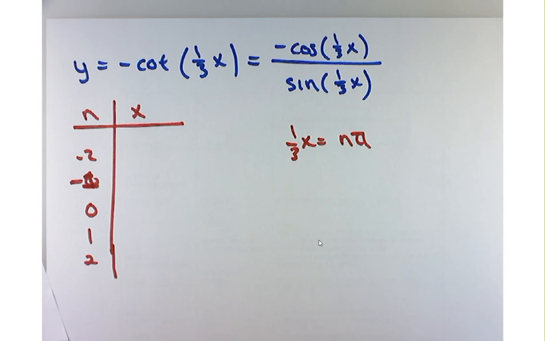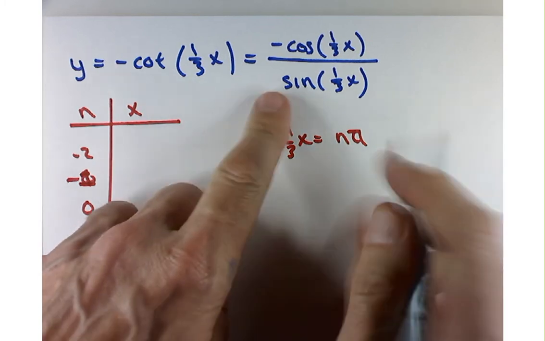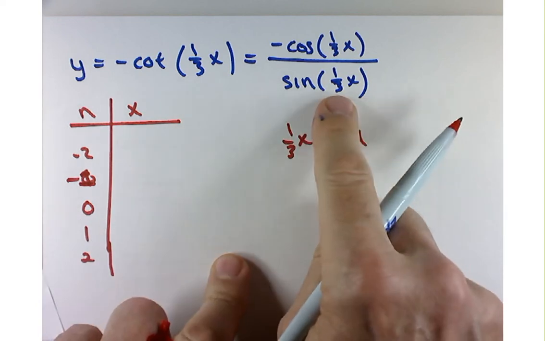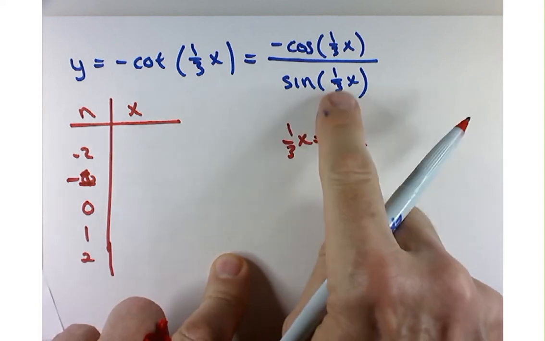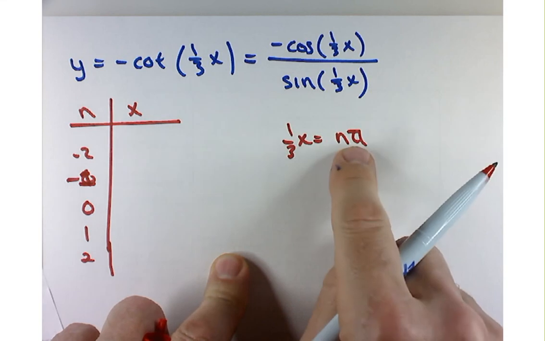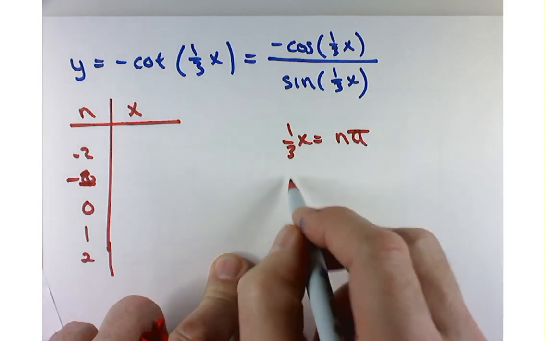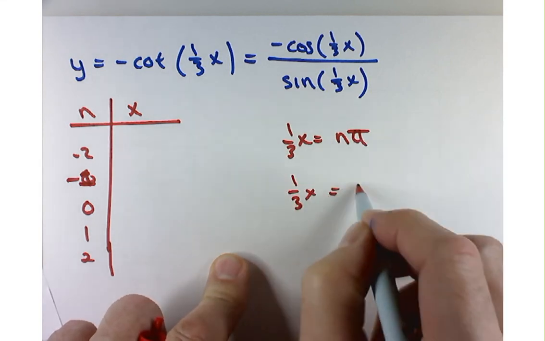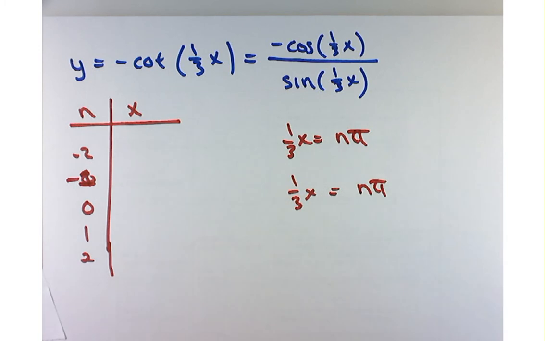Okay, let's work at this. See what we can do. First of all, this is going to have problems when the denominator is equal to 0. Sine's going to equal 0 when this term in here is some multiple of pi. So how am I going to solve for x here? What do I have to do to get it?